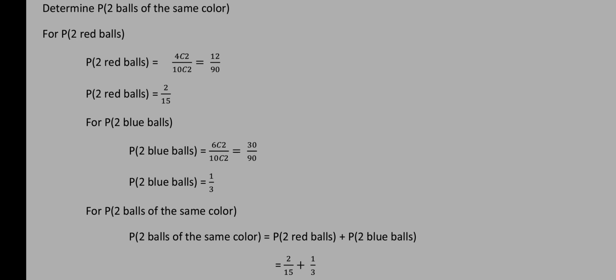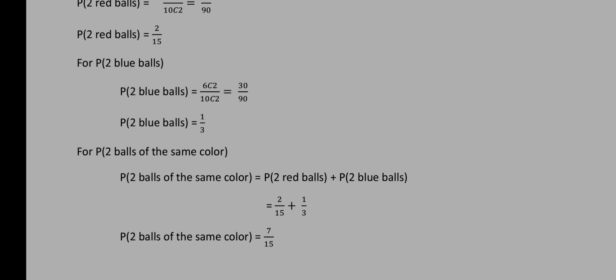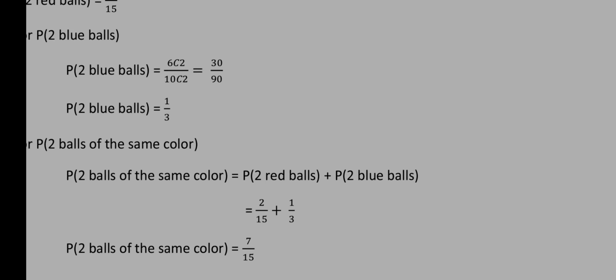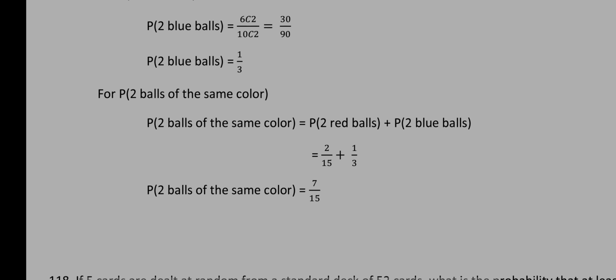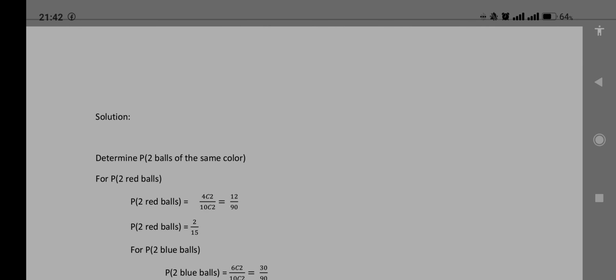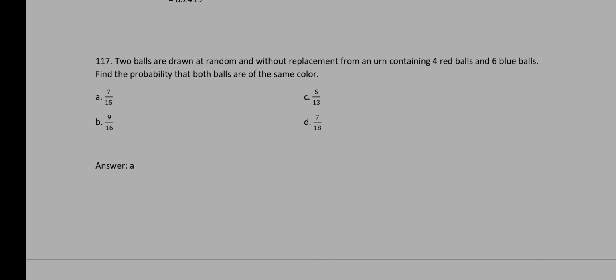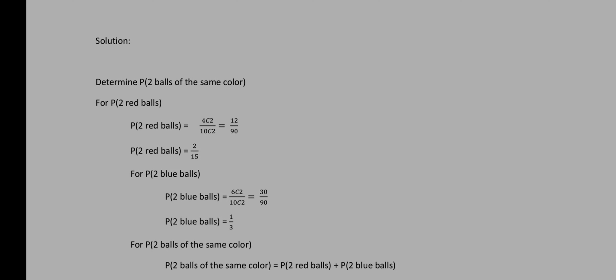Para makuha ang probability ng 2 balls of the same color, probability of 2 balls of the same color is equal to probability ng 2 red balls plus probability ng 2 blue balls. Magpa-plus mo lang yang mga probabilities nila. Makuha mo dyan, yung probability ng same color is 7/15. Sagot dyan is letter A, 7/15. And then, ito ang kanyang solution.